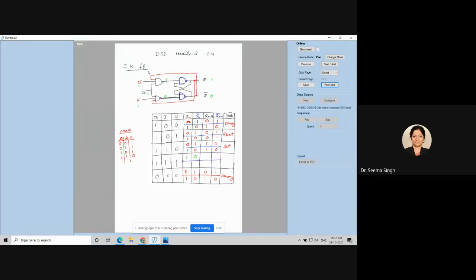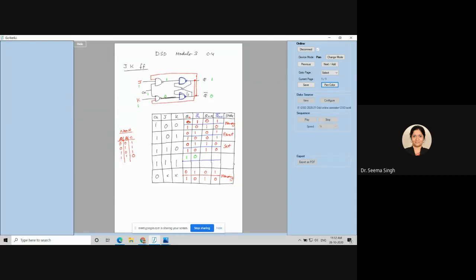So 0, 1 and 1 gave me 1 here, and all the 1 at the bottom of your bottom NAND gate gave me a 0 here. So what state will it go in? If you remember, this is actually S bar R bar here. If you remember, S bar R bar says what?